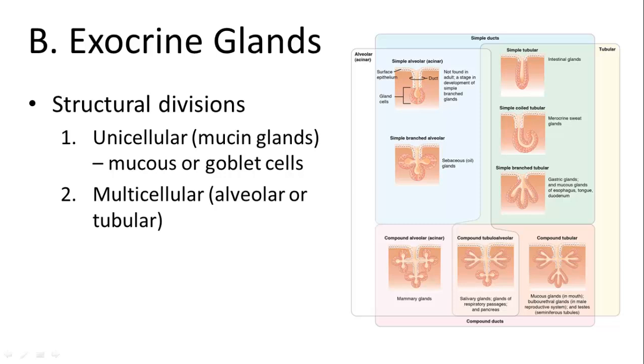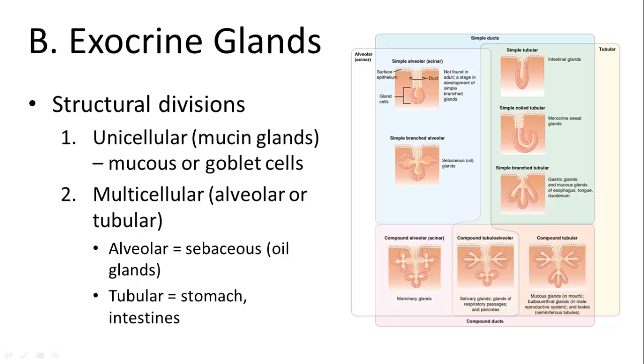The second one is multicellular. Okay, so these have lots of cells. All of these to the right here are multicellular. You can see it's definitely more than one cell. And they may have different shapes. They can be alveolar, okay, you can see these here are alveolar and or tubular. So really more round shaped or more tube shaped.